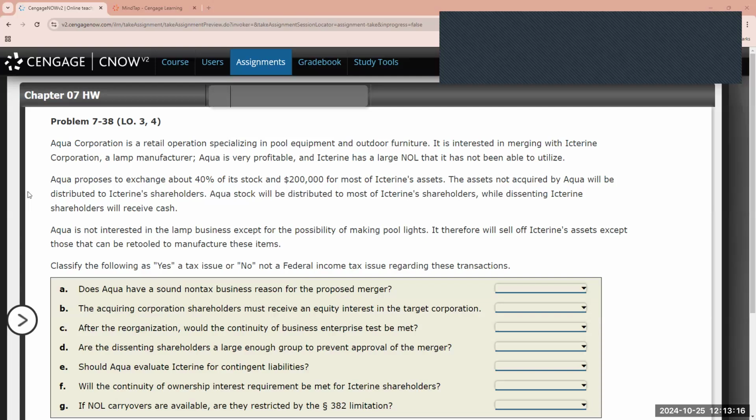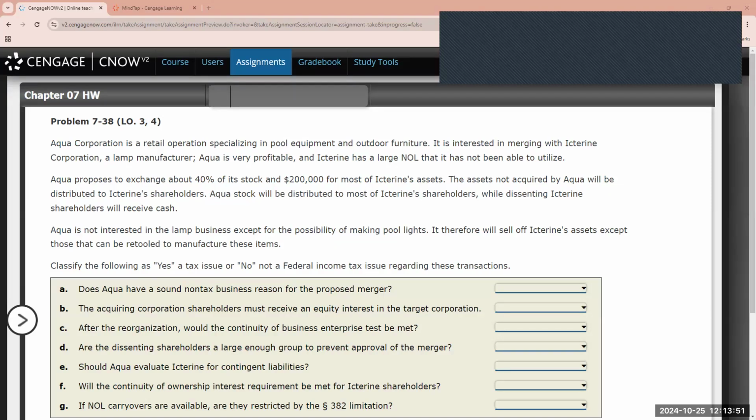Aqua proposes to exchange about 40% of its stock and 200,000 for most of Icterine's assets. The assets not acquired by Aqua will be distributed to Icterine's shareholders. Aqua stock will be distributed to most of Icterine's shareholders, while dissenting Icterine's shareholders will receive cash. Aqua is not interested in the lamp business except for the possibility of making pool lights. It therefore will sell off Icterine's assets except those that can be retooled to manufacture these items.